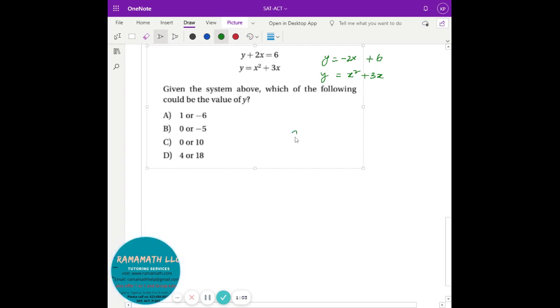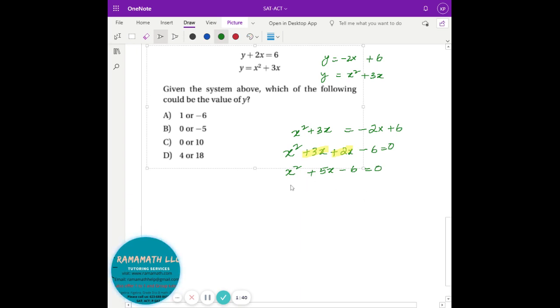So I can write x squared plus 3x is the same as negative 2x plus 6. Why? Because these are the same. Then I can write x squared plus 3x, and bring this one over, it's going to be a positive 2x, and my 6, equals 0. Or I can combine like terms. So that's going to be x squared plus 5x minus 6 equals 0. Good. So far it's pretty good.